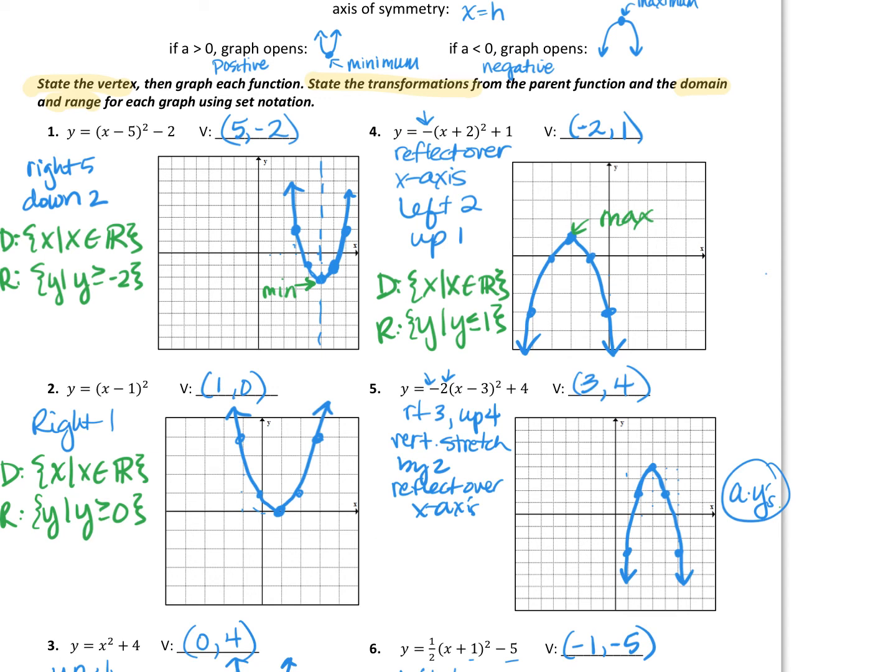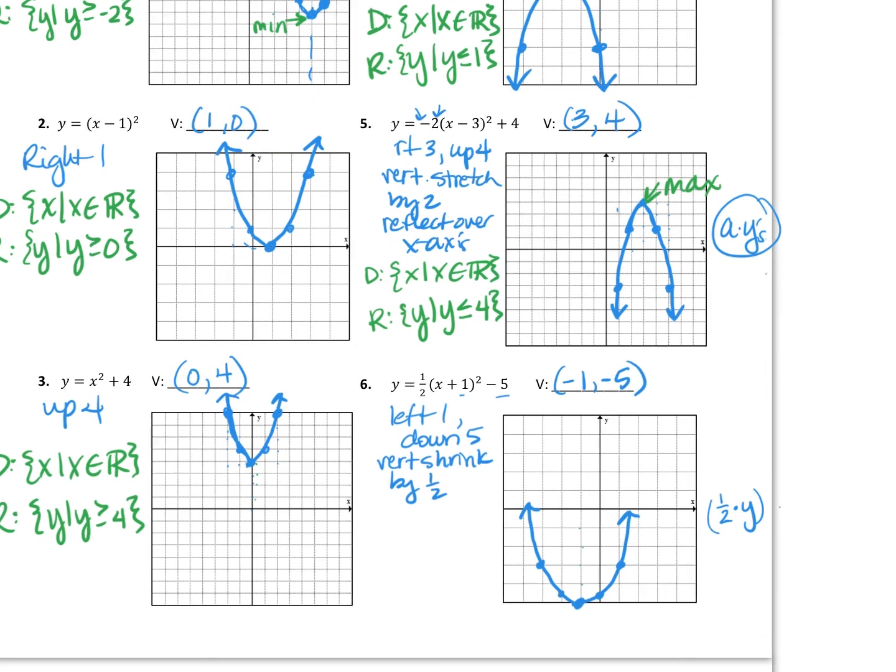On number 5, my domain is all real numbers again. You should see a pattern here. My range, look at this, here's a max, right? A maximum value. What's the maximum? Well, it's up at 4. But y's are getting smaller, so y is less than or equal to a 4 from there.